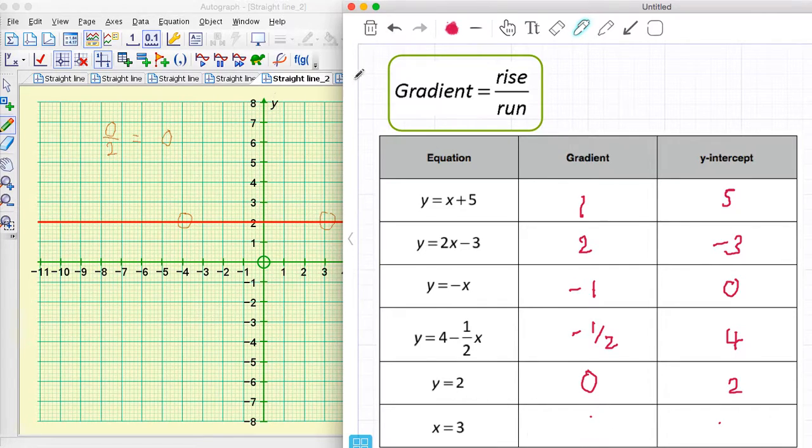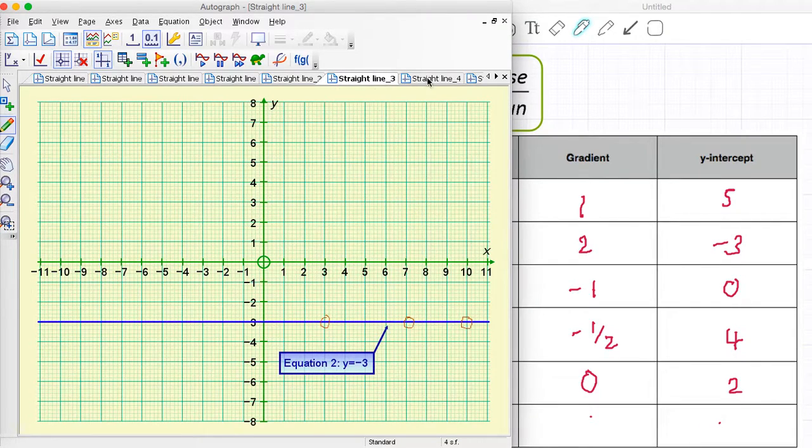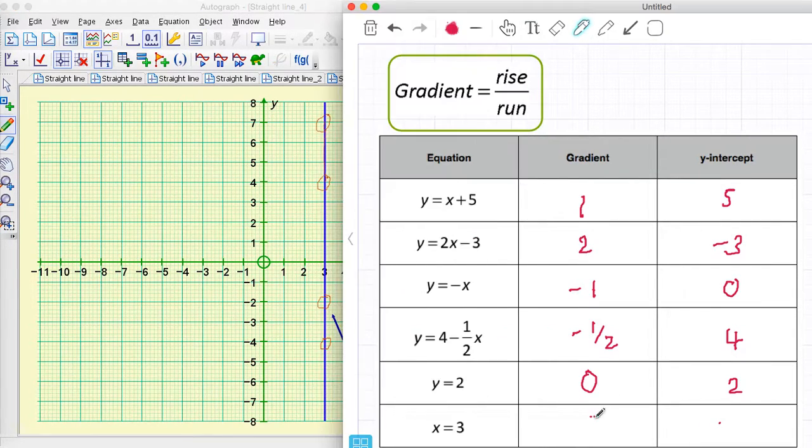And finally, this one here. This is the vertical line. Remember we said the gradient is undefined, so I'm just going to put a blank through there, and it also doesn't cross the y-axis at all. So this is a bit of a strange one. In fact, both these are quite strange.